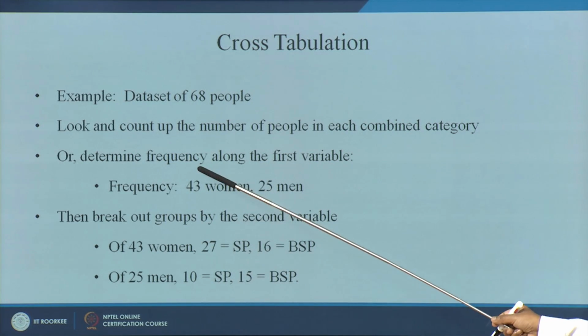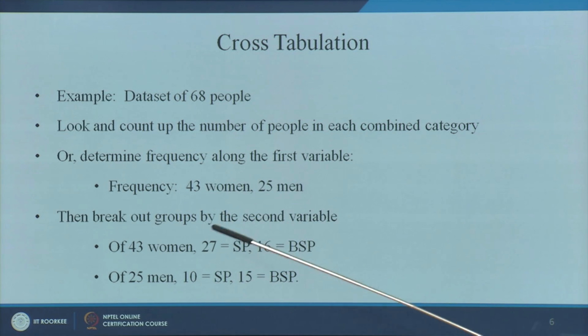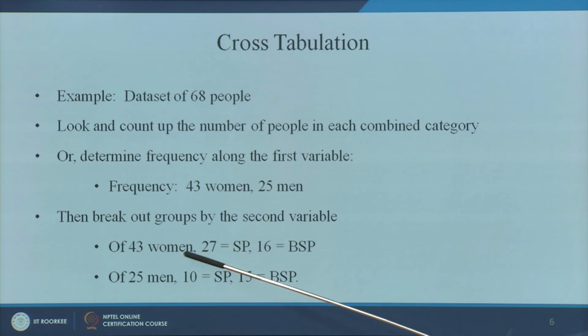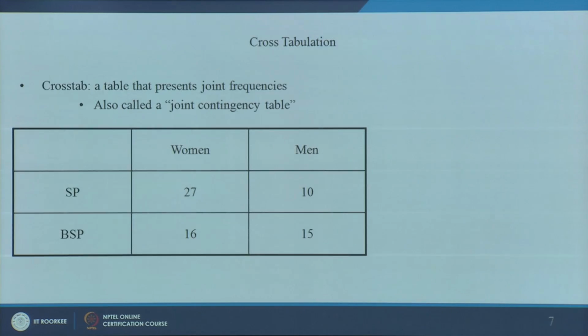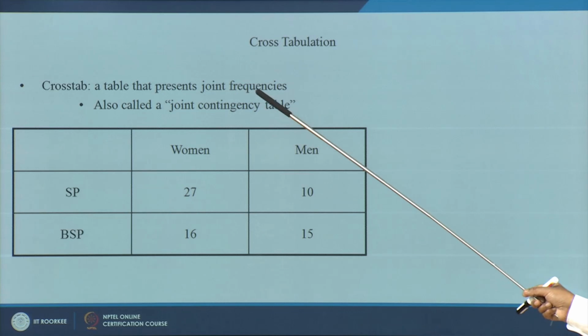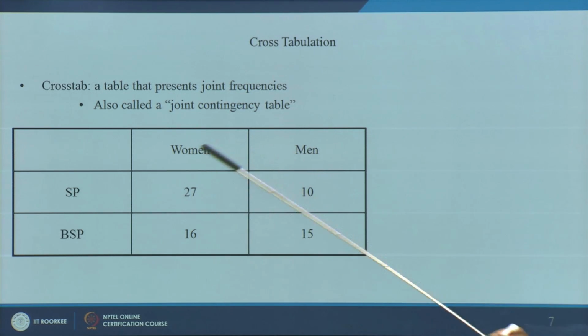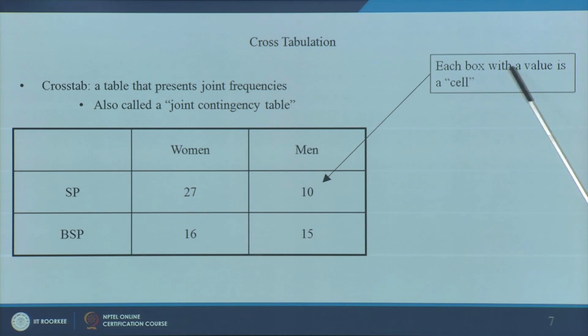Now, this is another breakup given. Let us say there are 43 women and 25 men, of which 27 women are into SP and 16 into BSP, and among the 25 men, 10 are for SP and 15 are for BSP. So, how does a joint table look? It is also called a contingency table, please remember. SP woman, SP men, BSP woman, BSP men: 27, 10, 16, 15, okay. Each box with a value is called a cell, please remember.